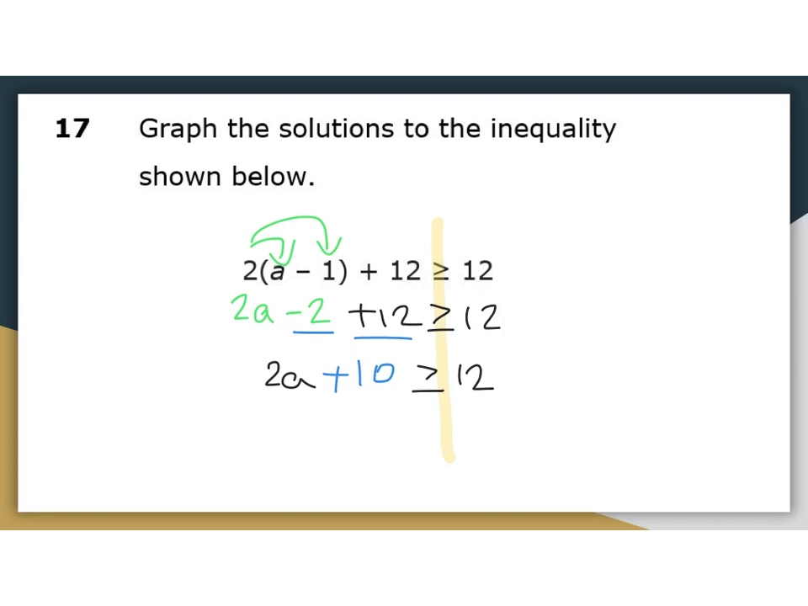Our next step is going to be to subtract 10 from both sides. When we do that, the 10s are going to cancel out because we use inverse operation. 2a is greater than or equal to 2. Last step is going to be to divide both sides by 2. And we get a is greater than or equal to 1 as our final answer.